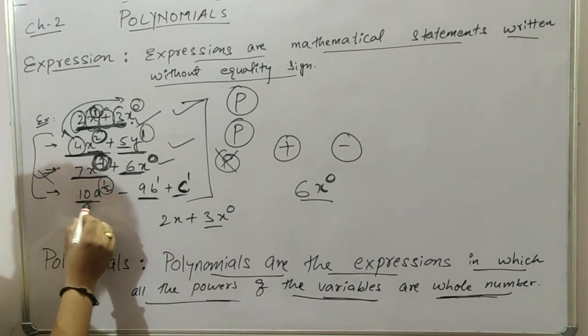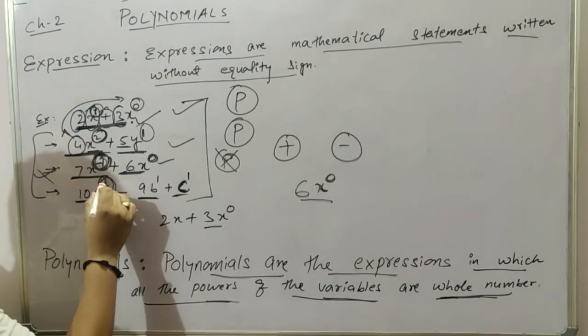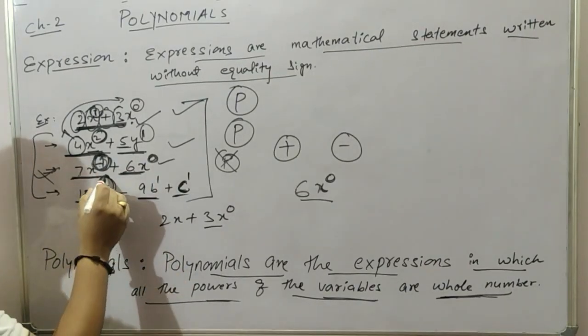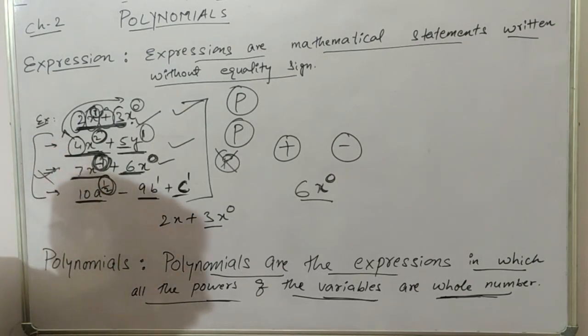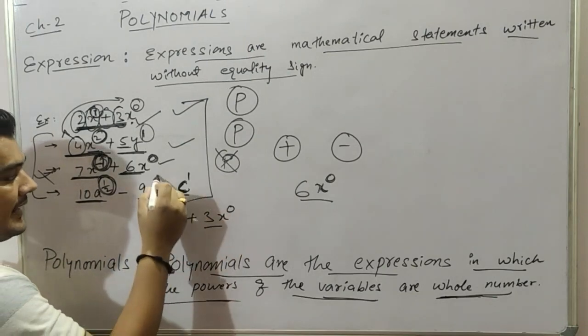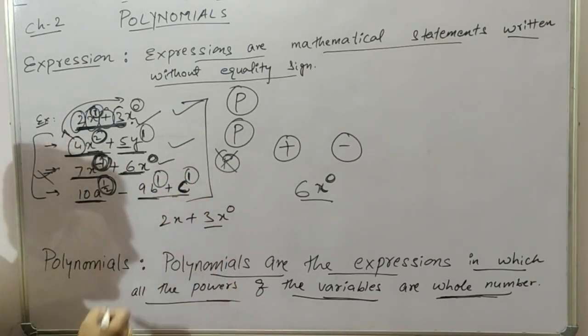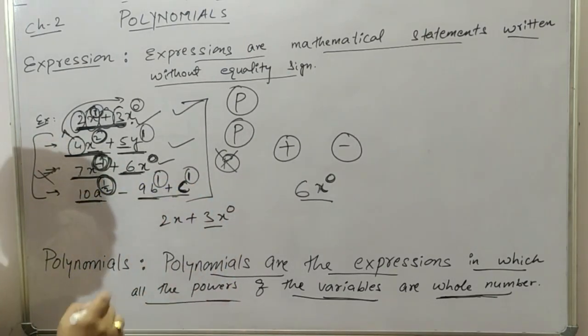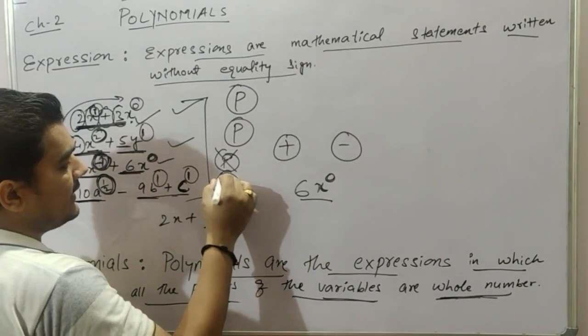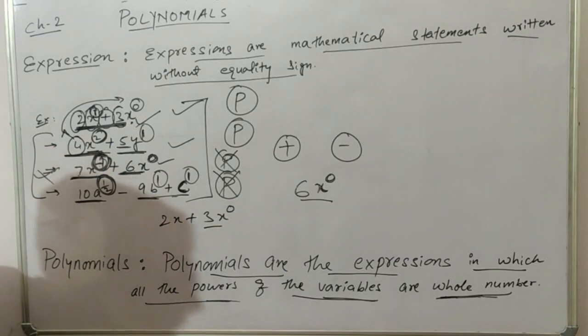In the next, again the first term is 10a raised to power 1 upon 2. So 1 upon 2 is also not a whole number, and if this is not a whole number, whether the other terms contain whole numbers doesn't matter. If one of the terms contains a power other than a whole number, then also we will not consider that expression as a polynomial.